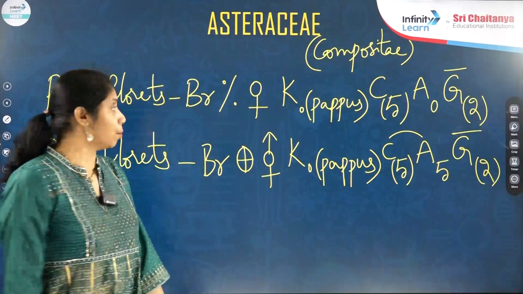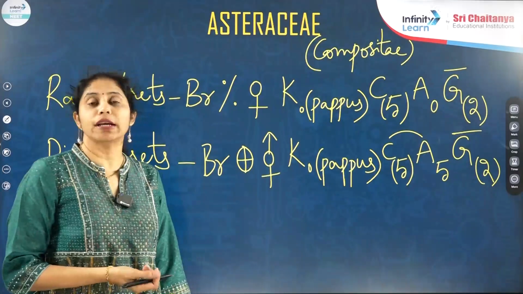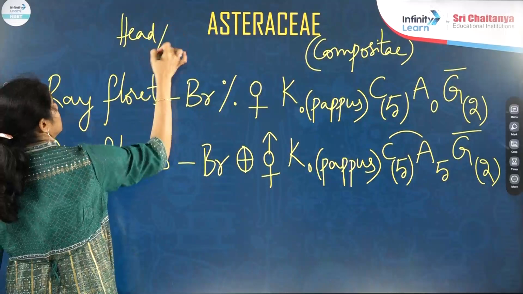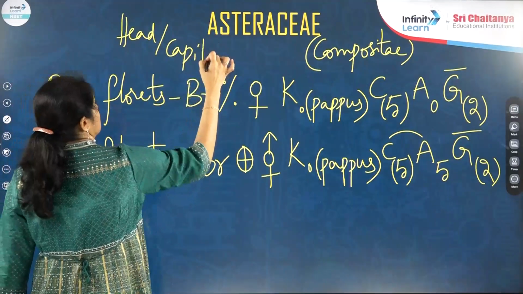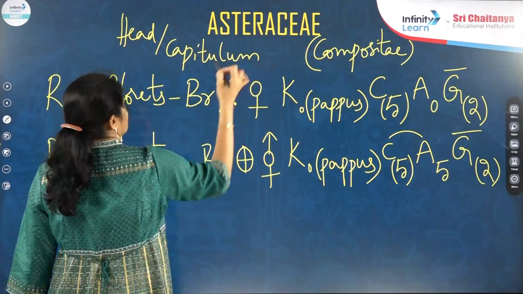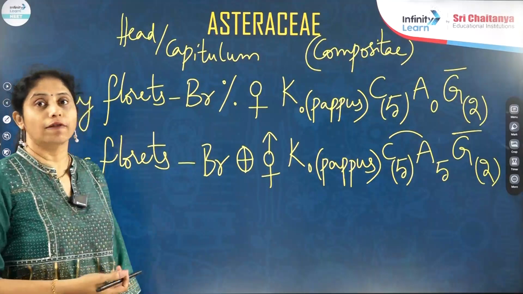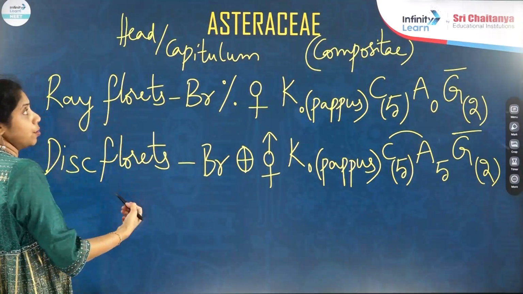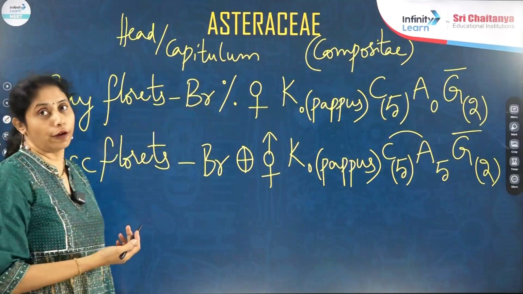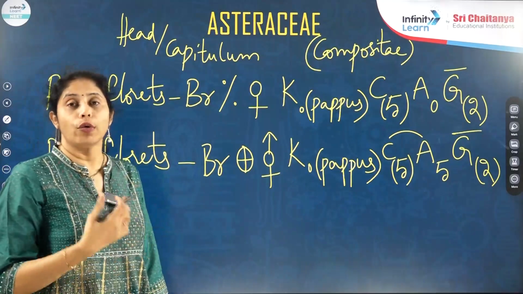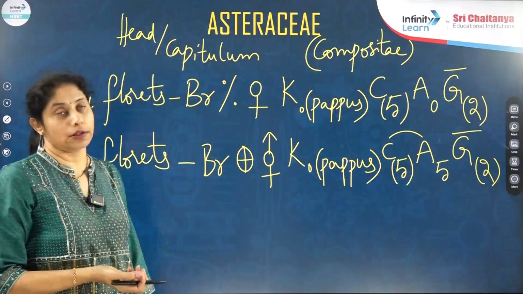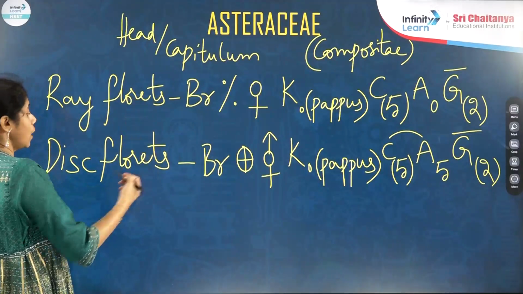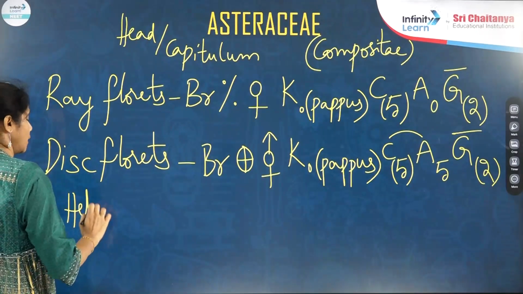It is also called Compositae, and this family is characterized by the inflorescence head or capitulum. This family is also called the sunflower family. Ray florets and disc florets will be there in the head or capitulum inflorescence. Flowers are modified, or reduced, into florets, and these florets are called ray florets and disc florets. If these two are present, it is called a heterogamous head.